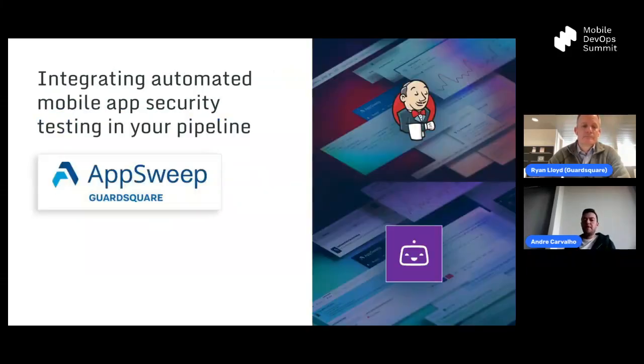So, integrating automatic mobile app security testing in the pipeline. We're going to use Appstrip, which is a tool where you can provide us your mobile application, and we make an analysis for you of the issues it has or not. We're going to talk about how you can easily integrate it with Jenkins, Bitrise, or GitHub Actions in CI/CD. So first of all, Appstrip security: is it something scary, or easy to do?